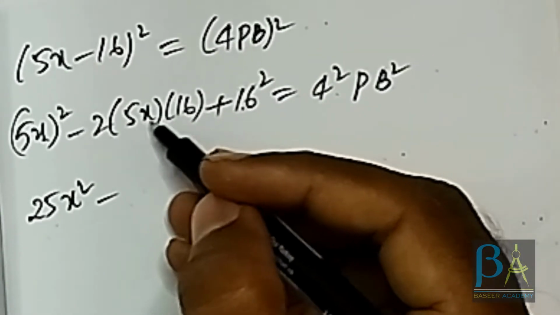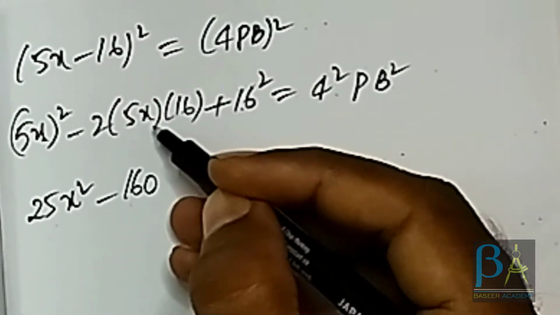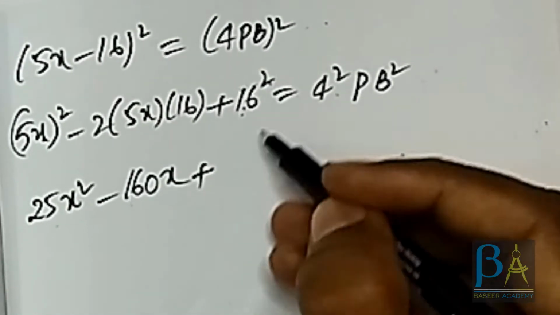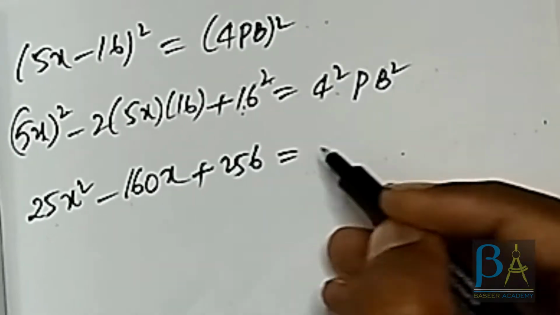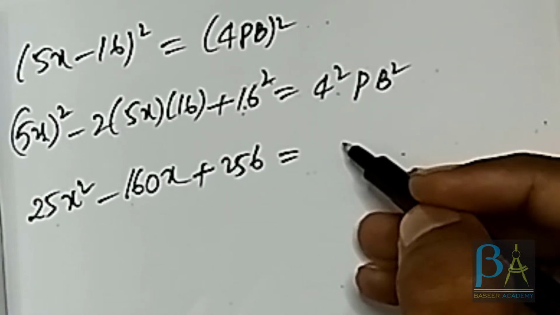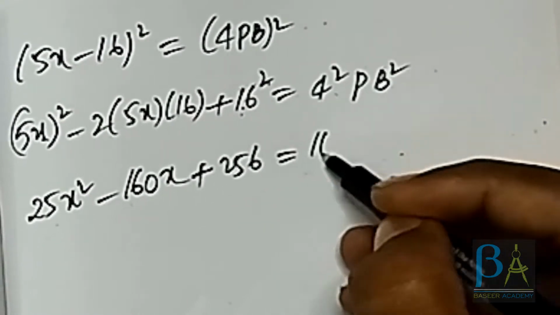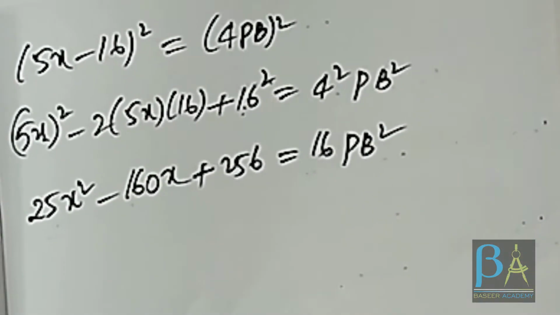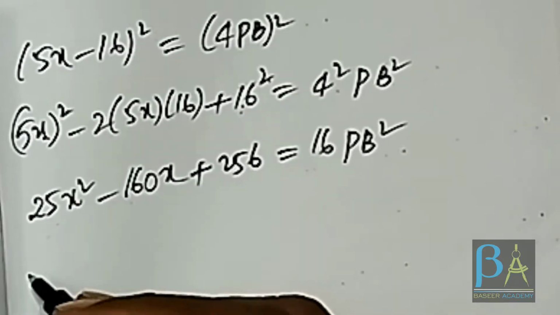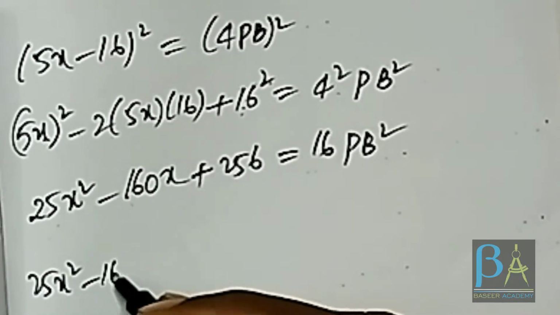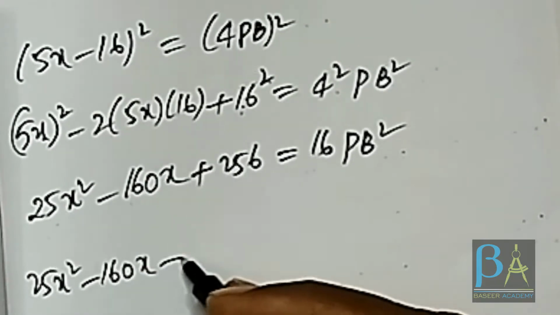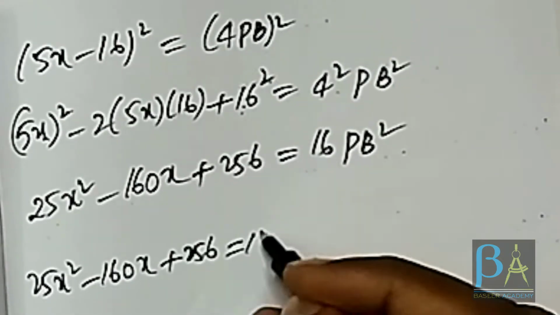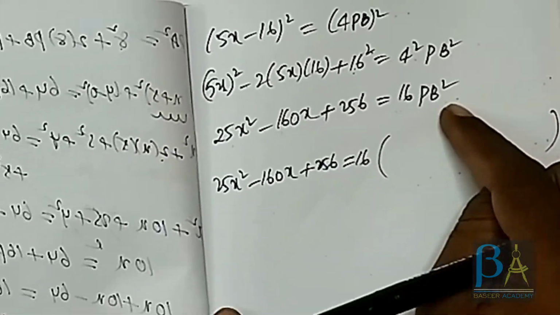2 into 5 is 10, 10 into 16 is 160, 160 into x is 160x. 16 square is 16 into 16, which is 256. 4 square is 16. This PB square, let me write it as it is for now. So now what do I end up getting? 25x square minus 160x plus 256 is equal to 16 into PB square.